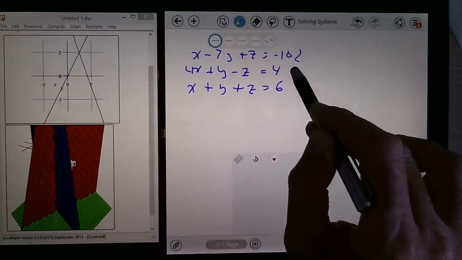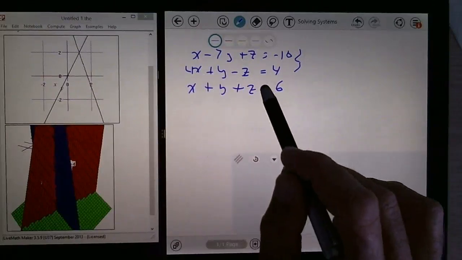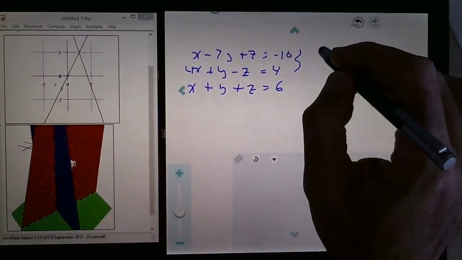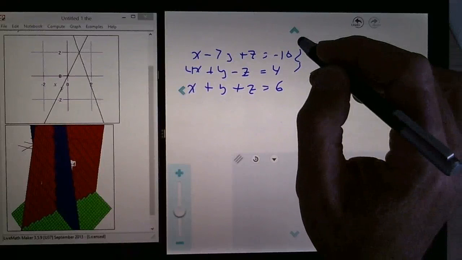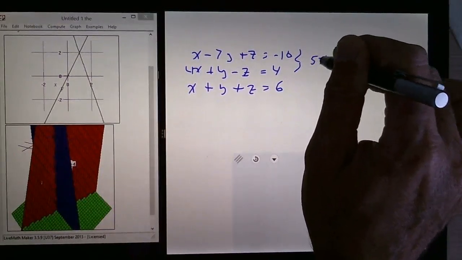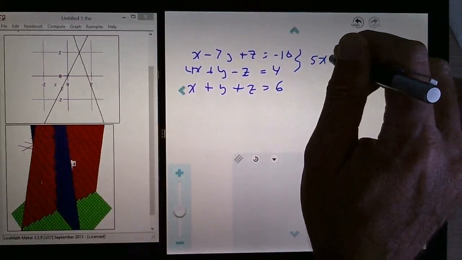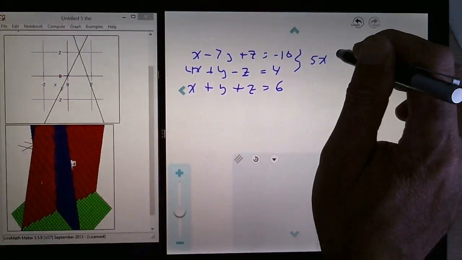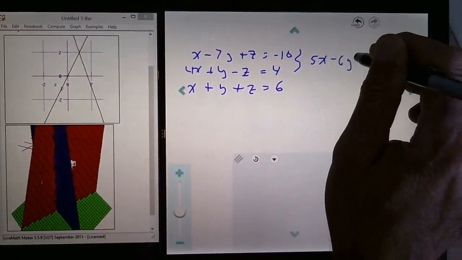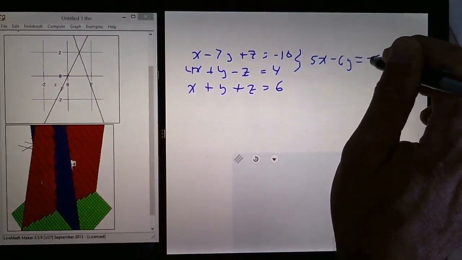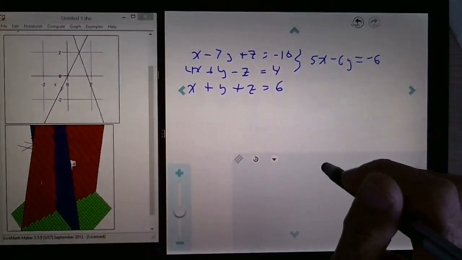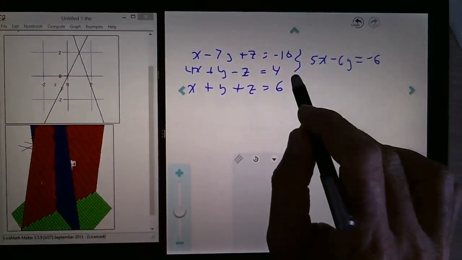I'd look at these first two and say, I'm going to do something to them. I'm going to add the two equations together. I'm essentially trying to eliminate one of the variables. So if I add those two together, I've got 5x minus 6y equals negative 6. Is that what that looks like to you? Not sure why this is looking like it does.